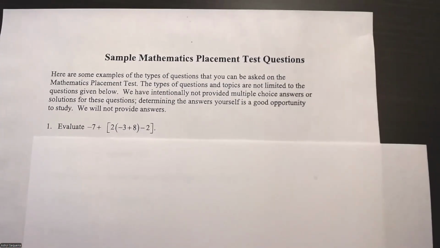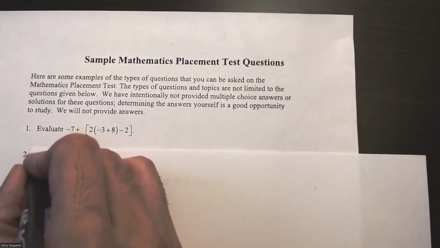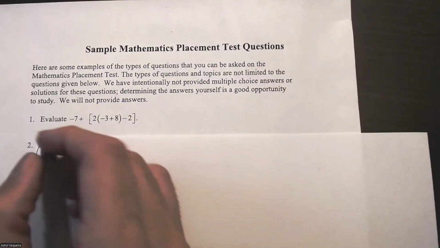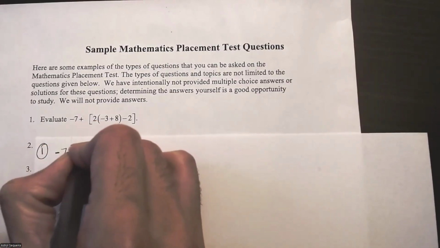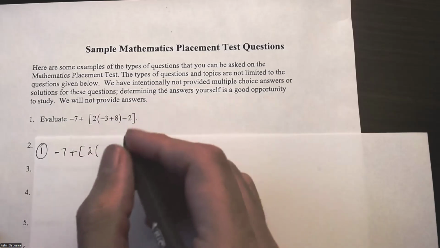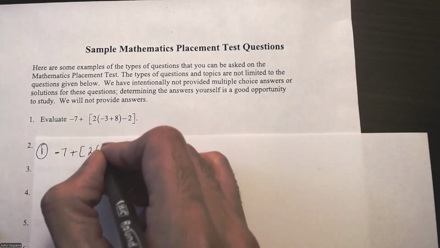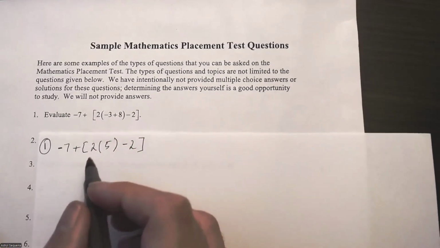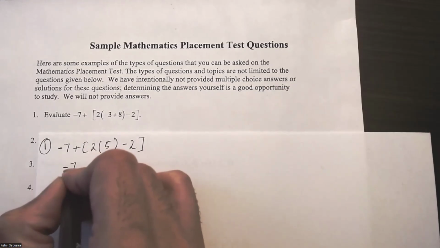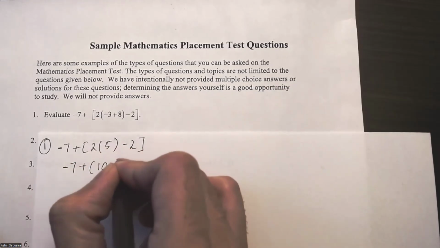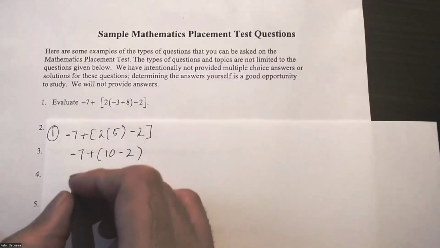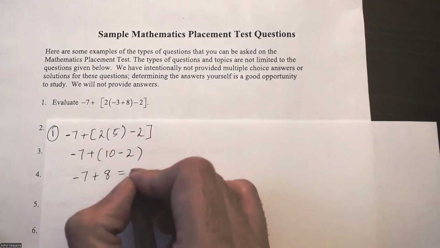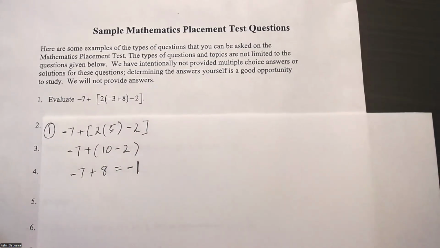We're doing this with BEDMAS. So BEDMAS means I start with my brackets first. I'm going to start with the inside brackets right there. -3 plus 8 is just 5. And then 2 times 5 is 10. And I'll do the bracket again. 10 minus 2 is 8. So -7 plus 8 is -1.